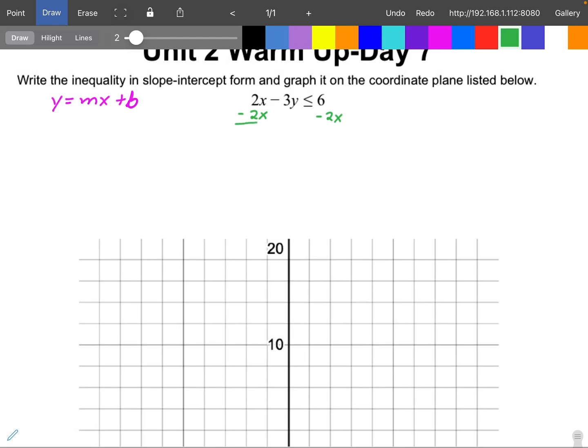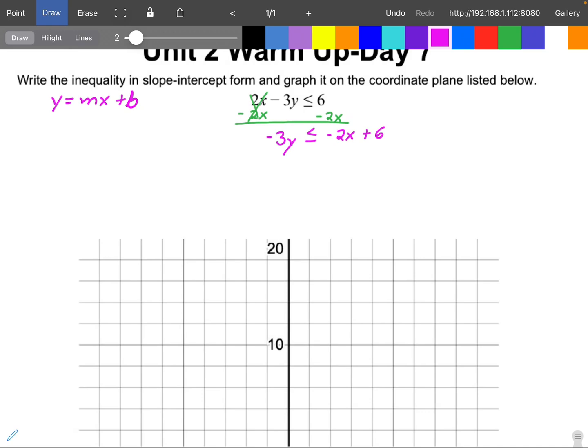So then, when I do that, on the left side, those two x's are going to cancel, and I am left with just a negative 3y. Make sure that you don't lose this negative, that's important. Then I'm going to bring down my symbol, which is less than or equal to. And then we've talked about this before as well. We want to put our x term first. So that 2x is negative, so we have negative 2x, and my 6 is positive, so I have plus 6.